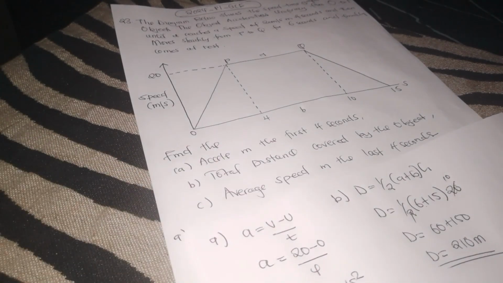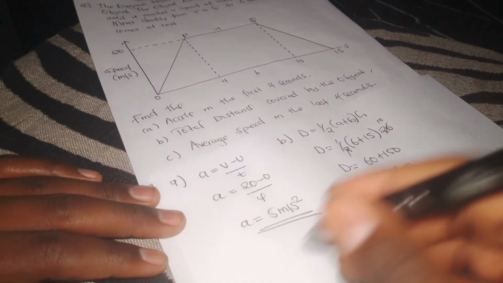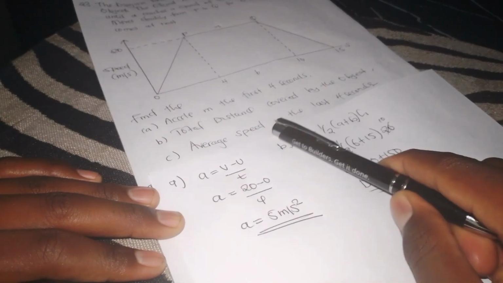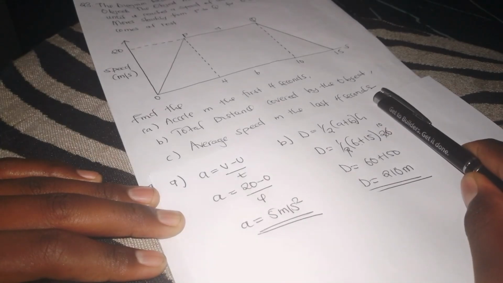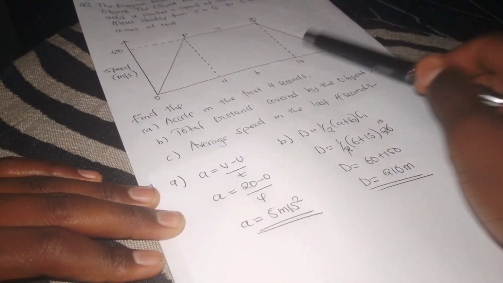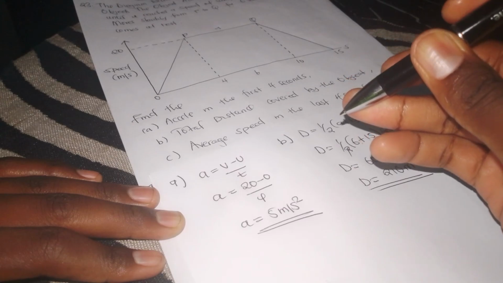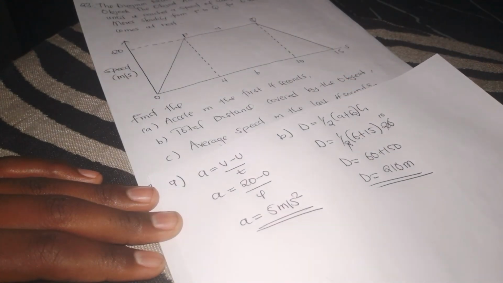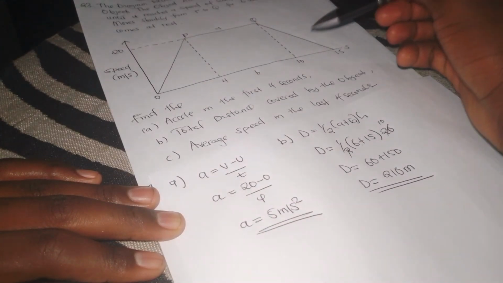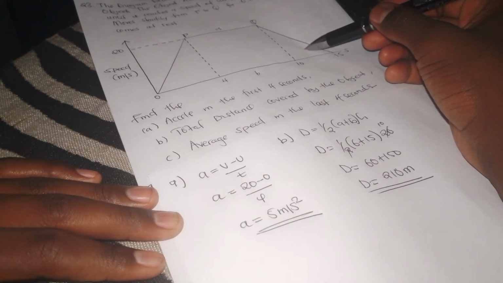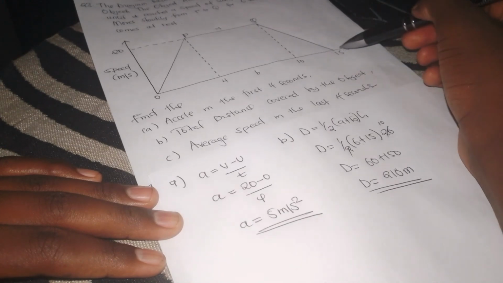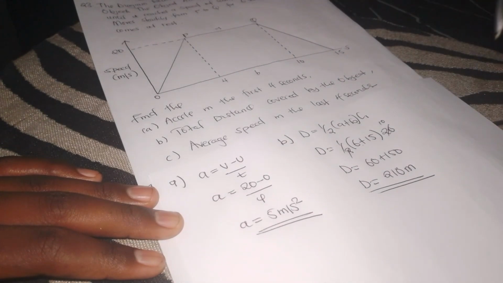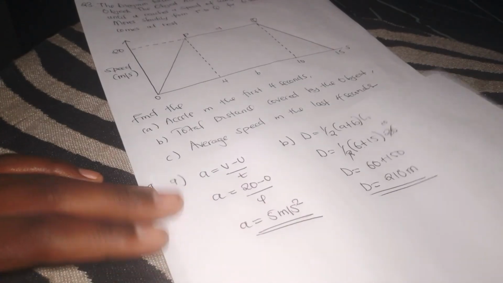The last question, question C, is saying find the average speed in the last 4 seconds. So in the last 4 seconds, to find the speed, we need to have the acceleration. In this case it's deceleration. The deceleration took 5 seconds, started from 10 to 15 seconds. So let's find the deceleration.